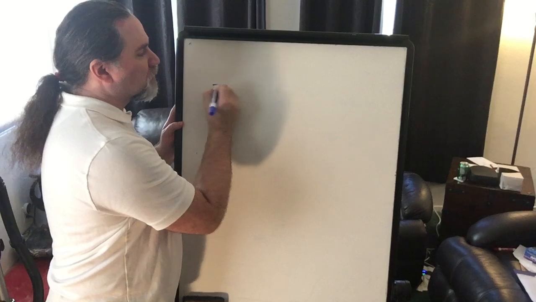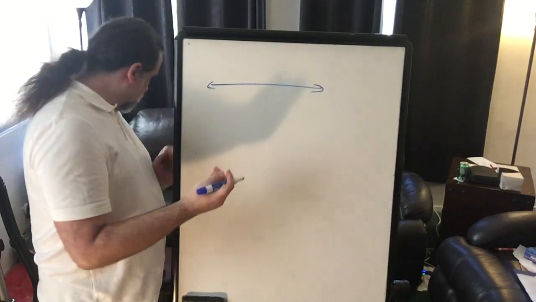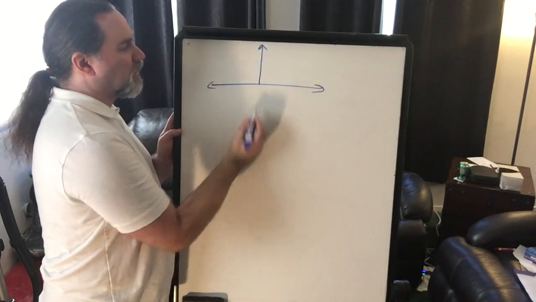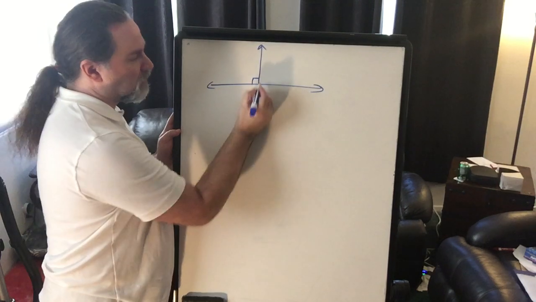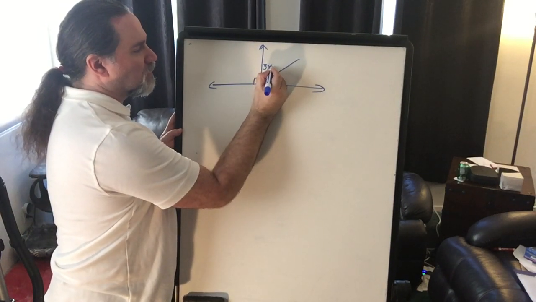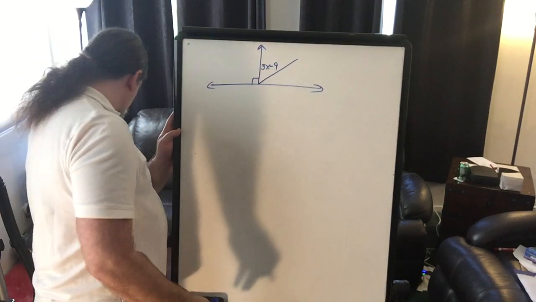So first we're going to start with a straight line. Okay, but we're going to cut that straight line into multiple pieces. First we're going to cut it here. That's going to get us this 90-degree angle. Then we're going to cut it here, and that's going to get us 2 more angles.